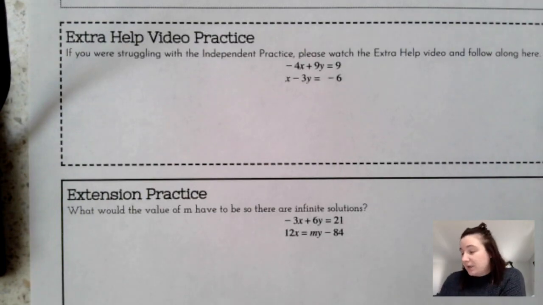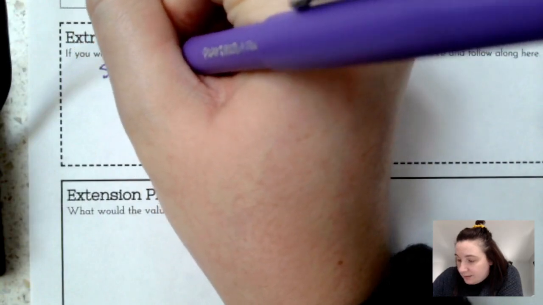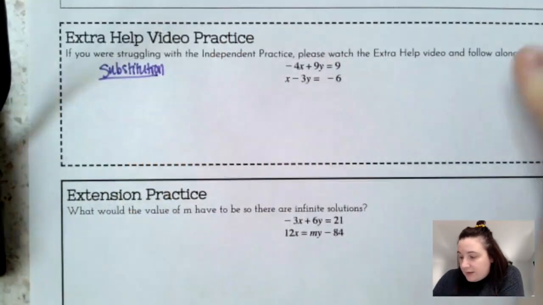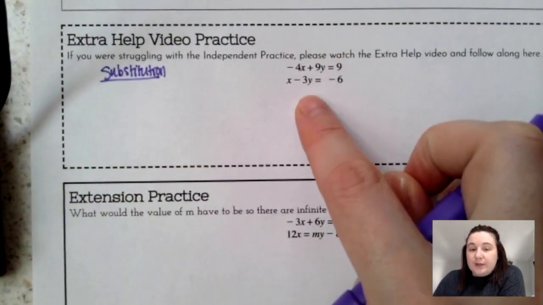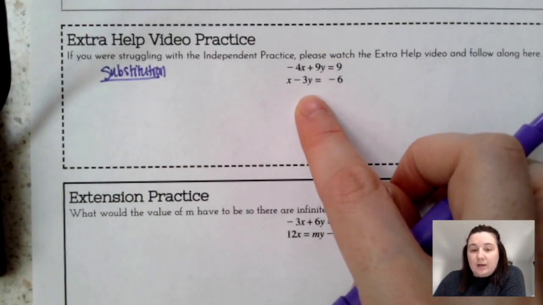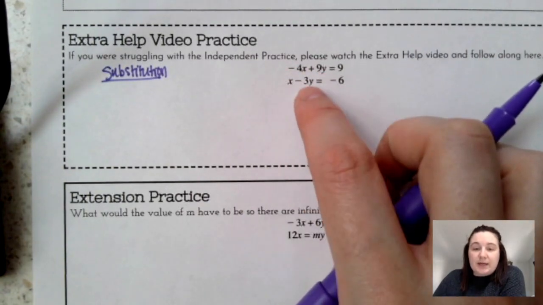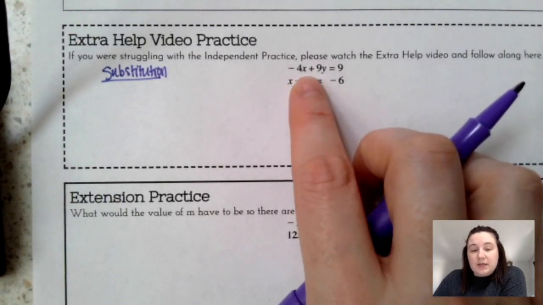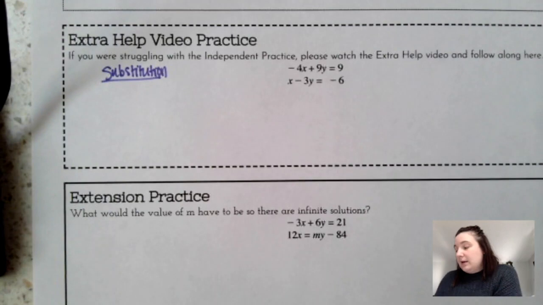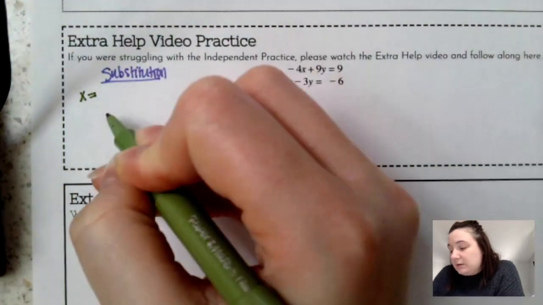I'm going to set up substitution over here, and then we'll do elimination over here. For substitution, I need one of these equations to say x equals or y equals. So I look to see what would be the easiest of the four options I have. This x is almost alone. We just have to get rid of the minus 3y by adding 3y to both sides. So I can add 3y and get x equals negative 6 plus 3y.